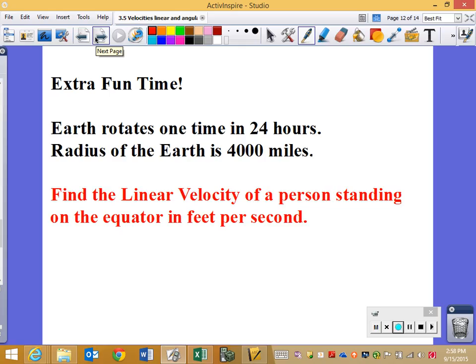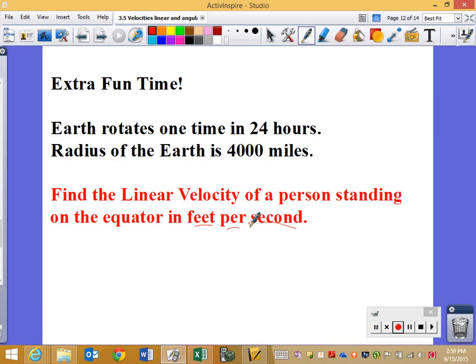Now, kind of a fun applied problem here: if I know that one rotation of the Earth takes 24 hours, and the radius of the Earth is 4,000 miles, let's find the linear velocity of a person standing on the equator in feet per second. Remember, feet per second. So I have to change both of my measurements here to feet per second instead of miles per hour. So let's start off with changing miles to feet.